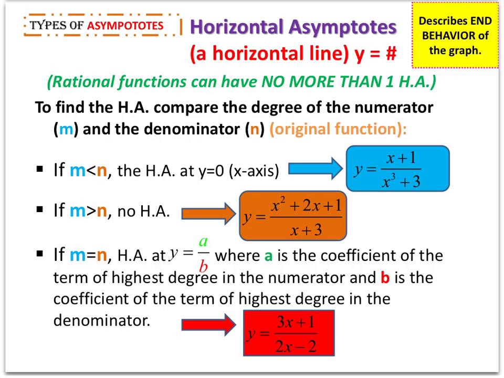To find the horizontal asymptote, we compare the degree of the numerator and the denominator of the original function. So you must be looking at the original function before anything divides out. And when we say degree, we mean the highest exponent on that polynomial. So we're going to look at the numerator and find the highest exponent, then look at the denominator and find the highest exponent, and we're going to compare them, and that's going to tell me which case it falls into.